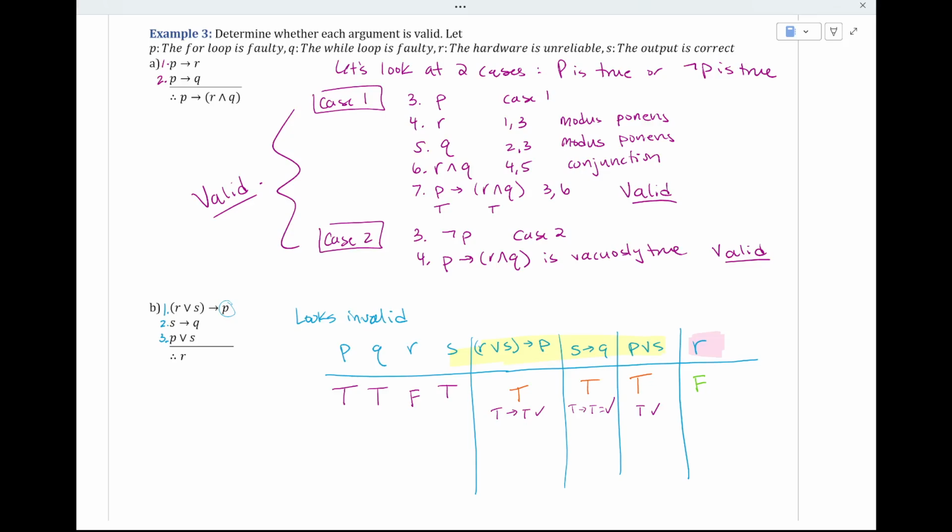But R is false. So here I found one instance where all of my hypotheses are true, but my conclusion is false. So this argument is invalid. And that is the end of this section. See you next time.